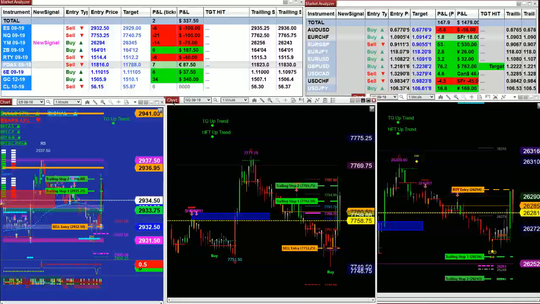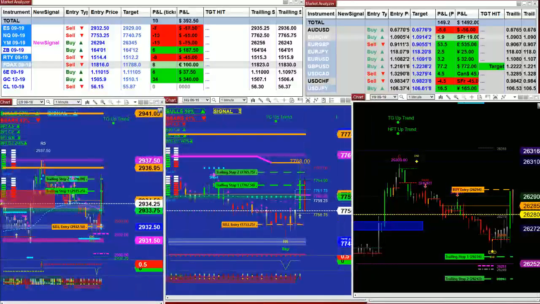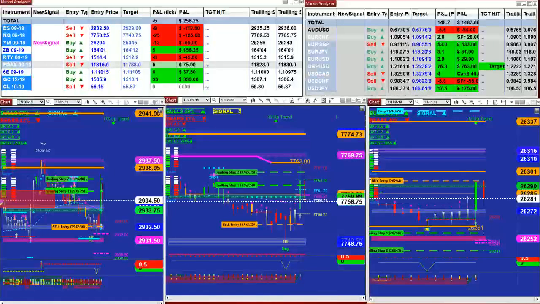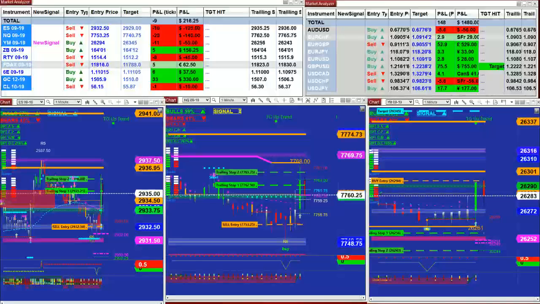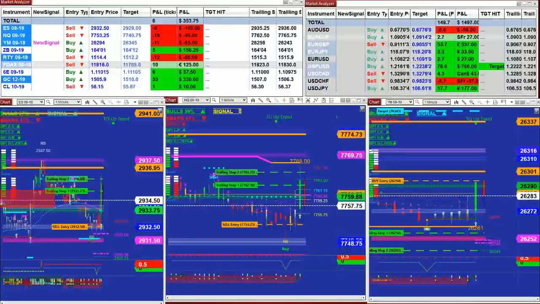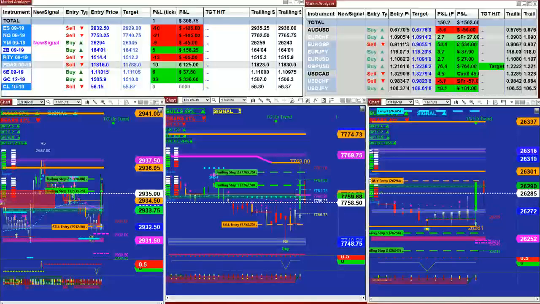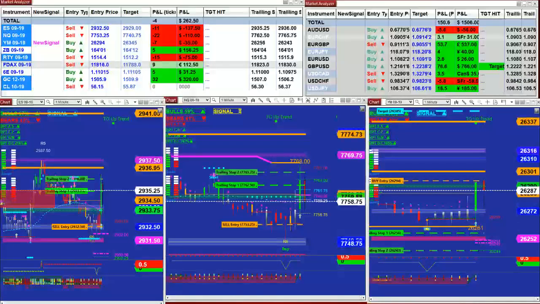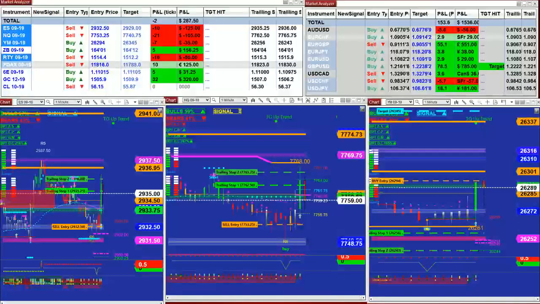The new signal, YM buy, but don't buy anything with the signal. Let this market come down for 5 minutes. Wait for this market to calm. There is a new signal buy, but do not react right now. This market cannot find direction. Just sit on standby, and let's wait till this market gives us direction. Let it calm down a bit.